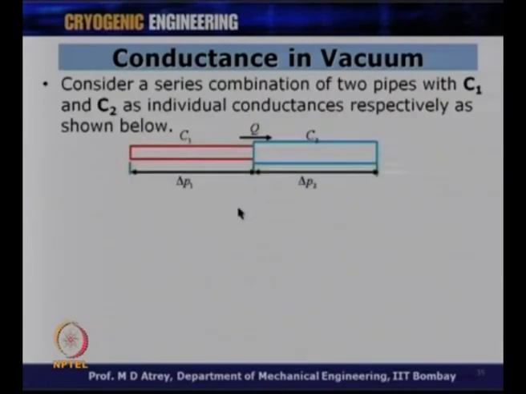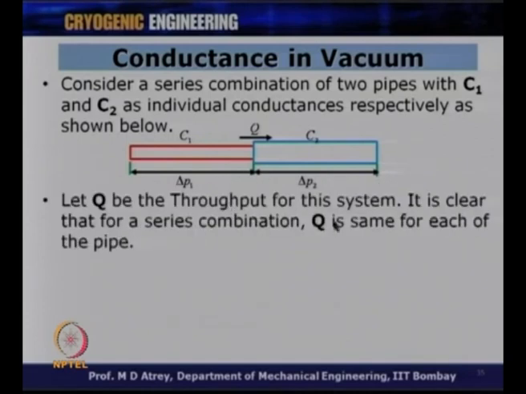Now, we can have conductance when two pipes are connected in series, and the pipes could also be connected in parallel, the way we have resistances connected in series and parallel. So, consider a series combination of two pipes with C1 and C2 as individual conductances respectively, with delta P1 and delta P2 as the pressure drops happening. Let Q be the throughput for this pipe. It is clear that in a series combination, Q is the same for each pipe.